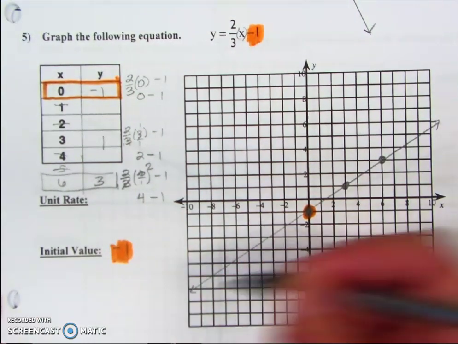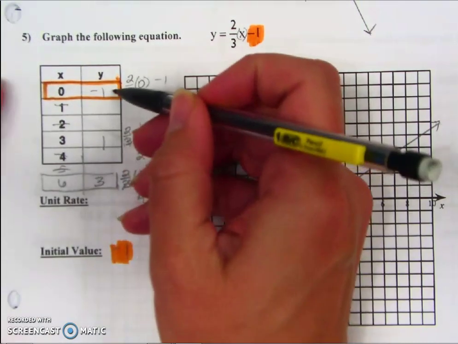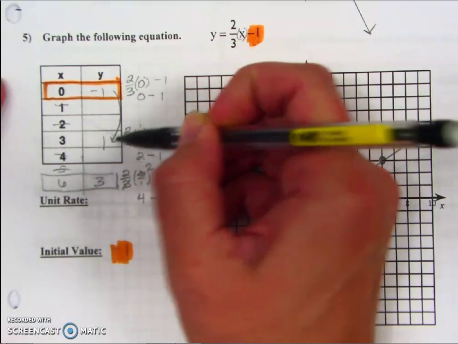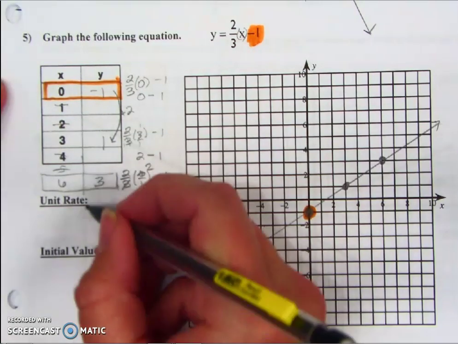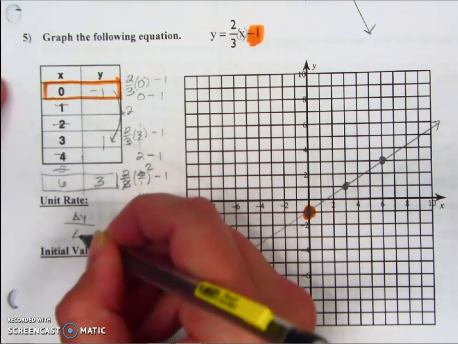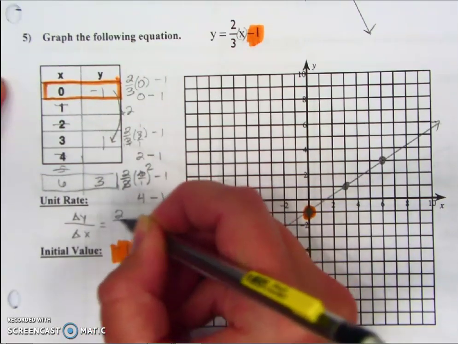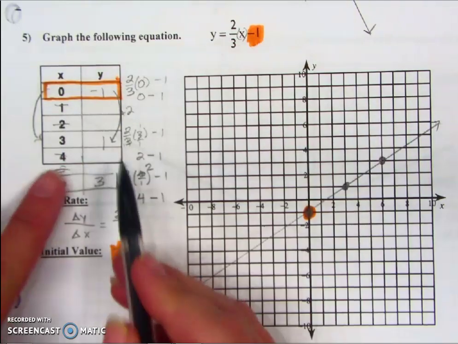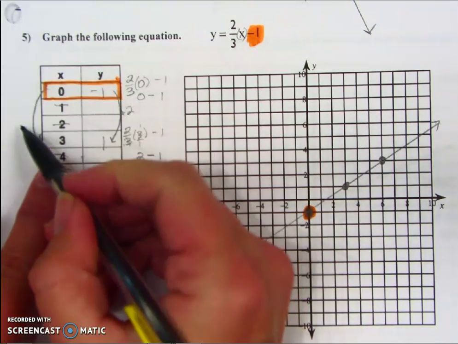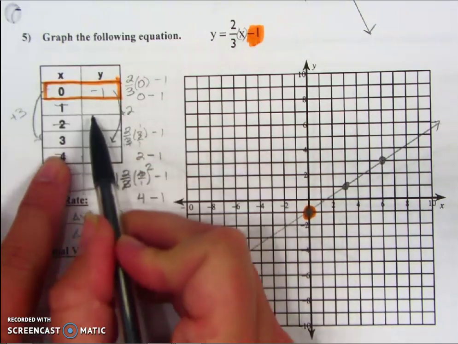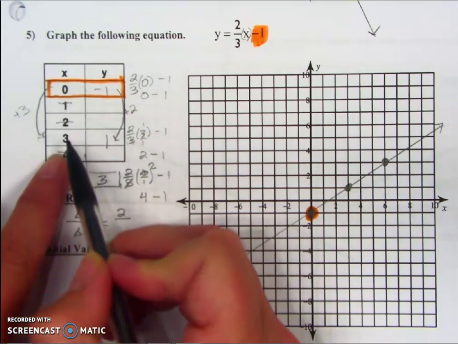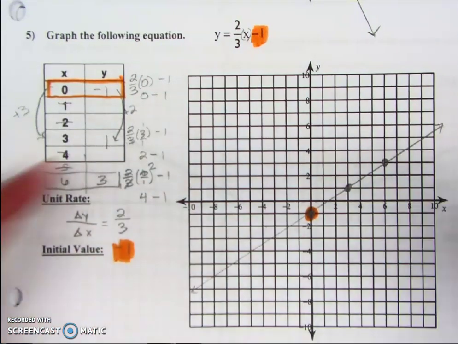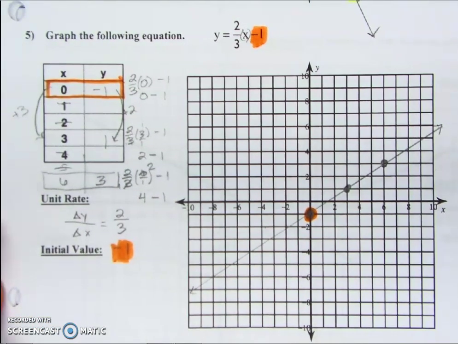All right, so let's look at the change this time. So the change is a little bit different this time. From -1 to +1, it went up 2. All right, so my change in y is it's adding 2 on the y for every, well, it's not 1 on the x this time. It added 2 on the y for every 3 on the x. Because notice from 0 to 3 adds 3. So that tells me my rate of change, my unit rate, is 2/3 this time.